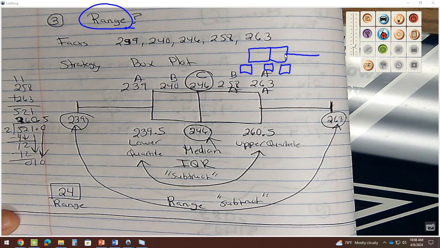Whisker, who's the maximum? 263. Whisker, who's the minimum? 239. In other words, upper extreme and lower extreme. I need these two to find the range. And what am I going to do with those two, Dylan? Because you're staring somewhere else? Subtract.